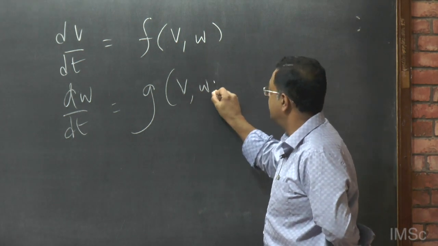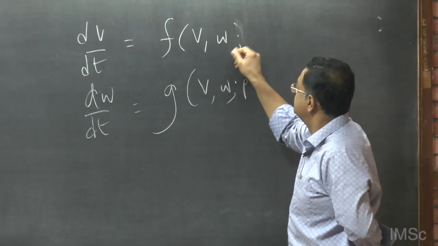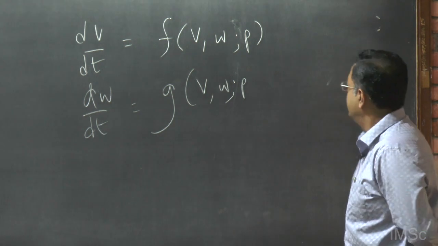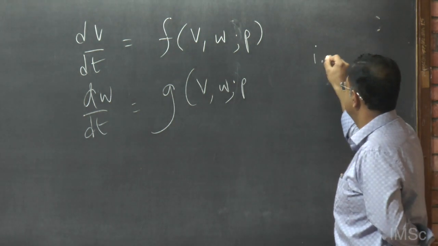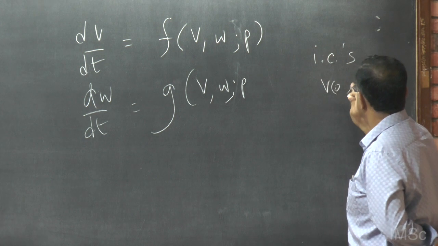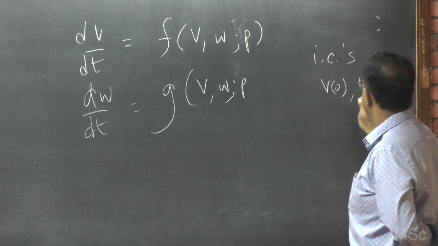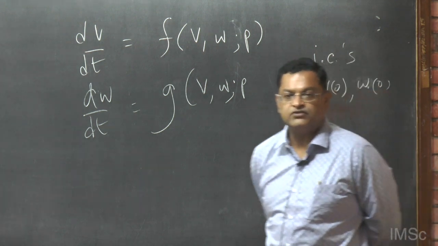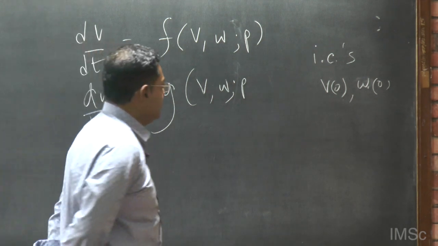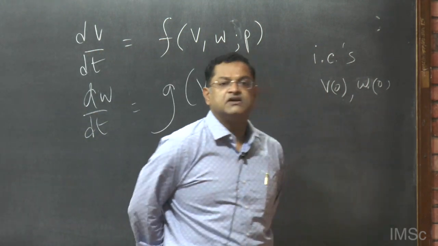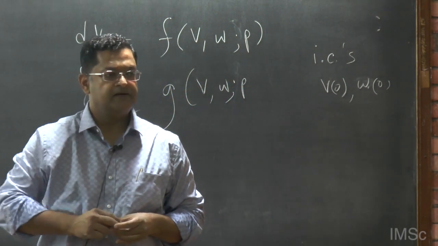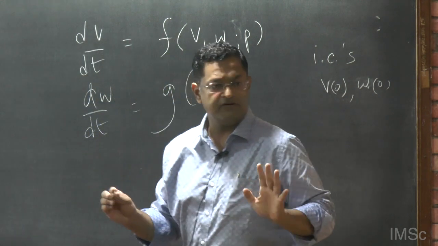So maybe I can write down the sets of parameters as part of the equations, and there will be some initial conditions V of 0, W of 0, and so on. So once you have that, you will be able to solve an initial value problem. You will be able to say that if I start with this pair of initial conditions, then I will pick out a trajectory in time. Okay, does that make sense? Everyone knows? Everyone's okay with me so far?